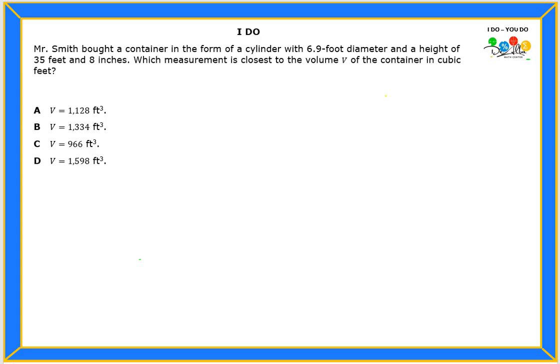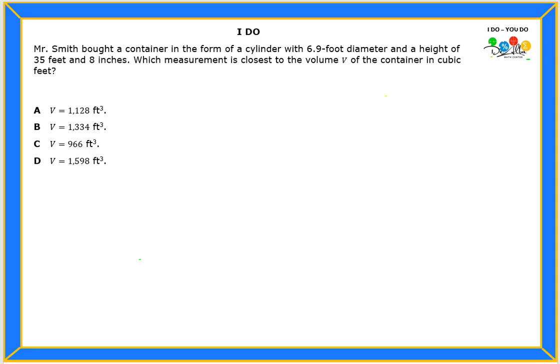And it says, Mr. Smith bought a container in the form of a cylinder with 6.9-foot diameter and a height of 35 feet and 8 inches. Which measurement is closest to the volume V of the container in cubic feet?